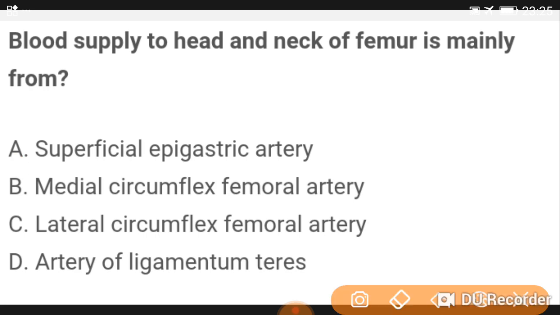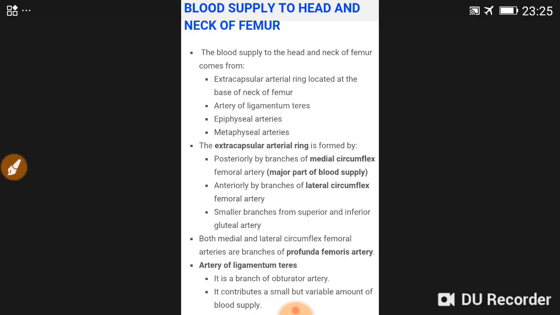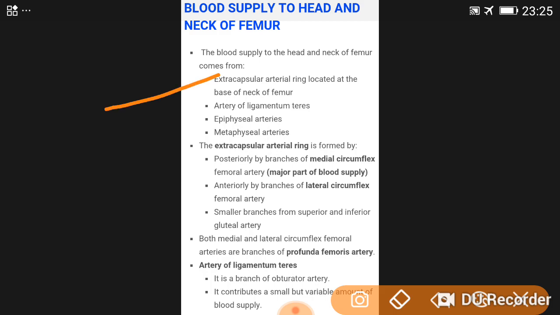Next question. Blood supply to the head and neck of femur is mainly from the medial circumflex femoral artery. Let's discuss. The blood supply to the head and neck of femur comes from the extracapsular arterial ring located at the base of the neck of femur, artery of ligamentum teres, epiphyseal arteries and metaphyseal arteries.